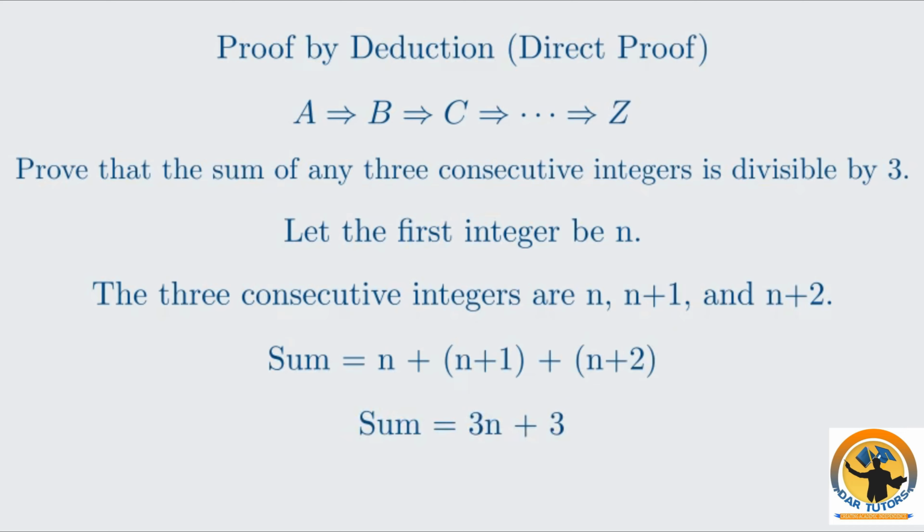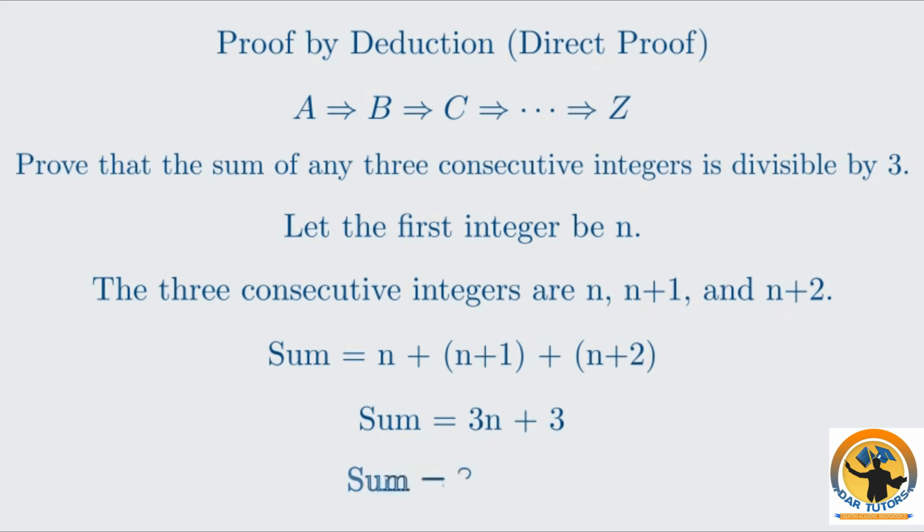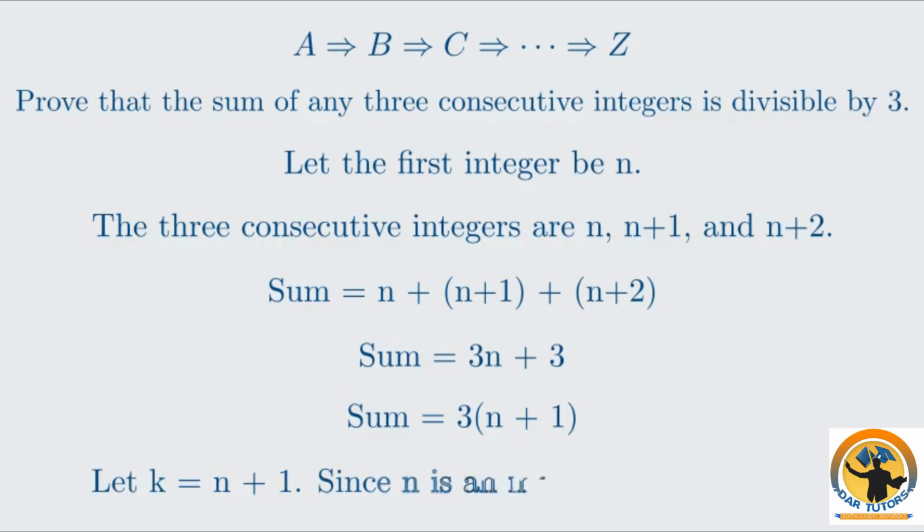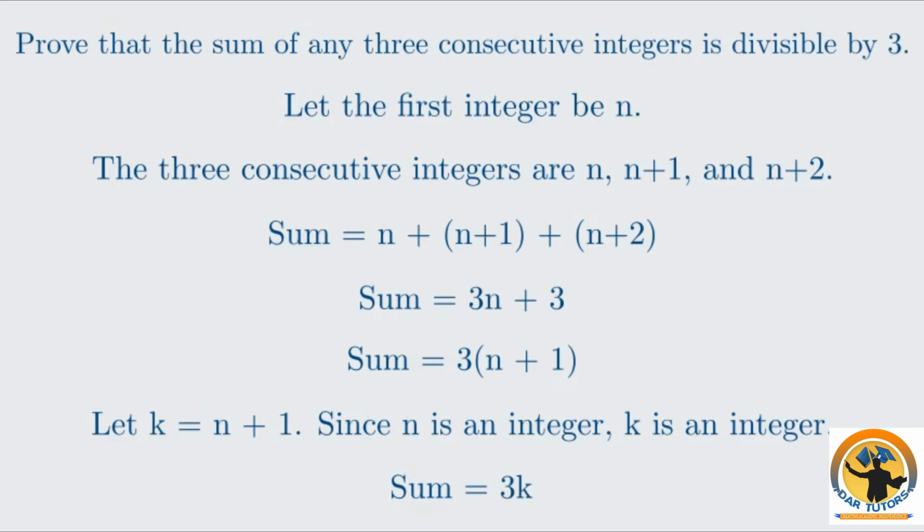Our conclusion needs to be that this sum is divisible by 3. An integer is divisible by 3 if it can be written in the form 3 times some other integer. We can factor out a 3 from our expression. This gives us 3 times the quantity n plus 1. Since n is an integer, n plus 1 is also an integer. Let's call it k. So the sum is equal to 3k, where k is an integer.